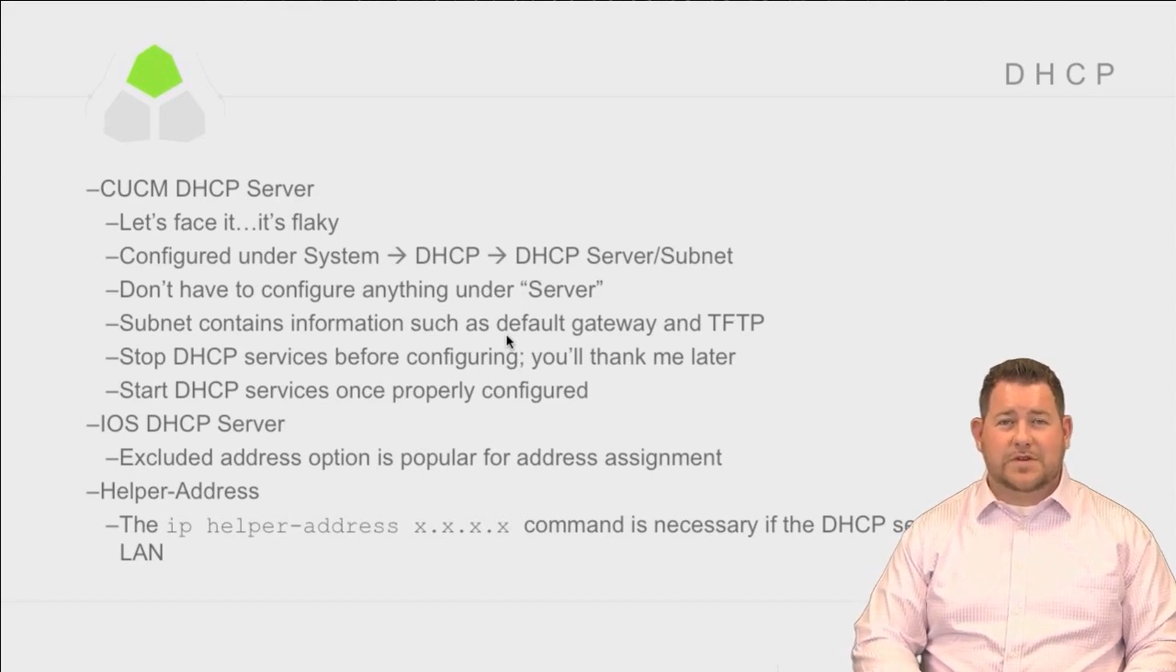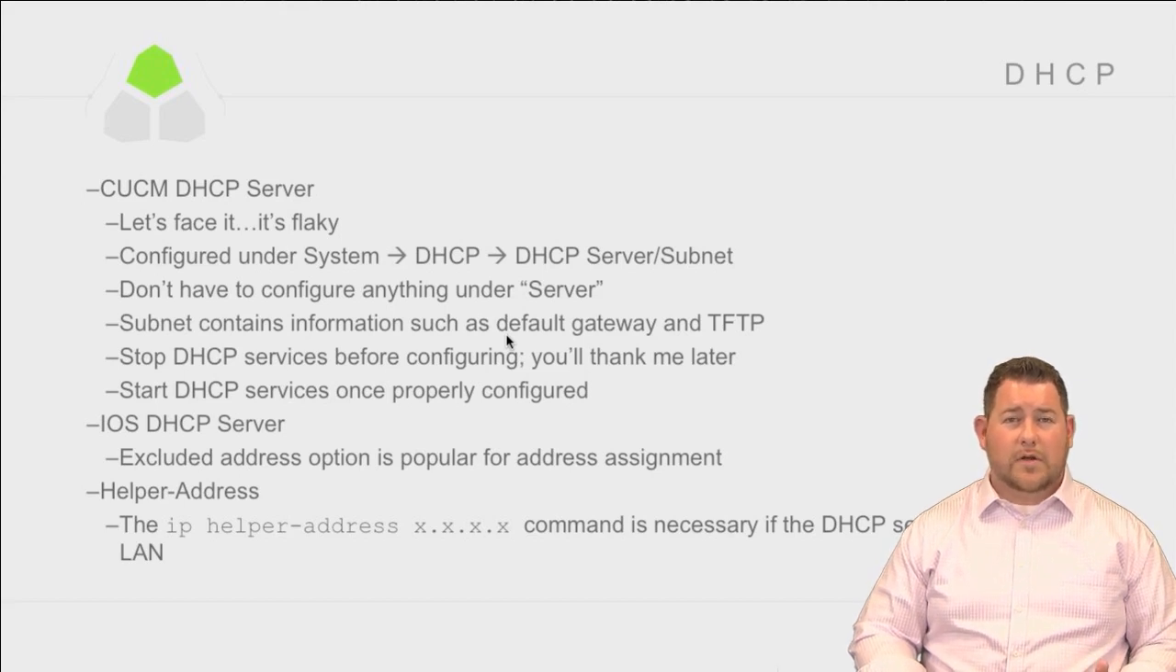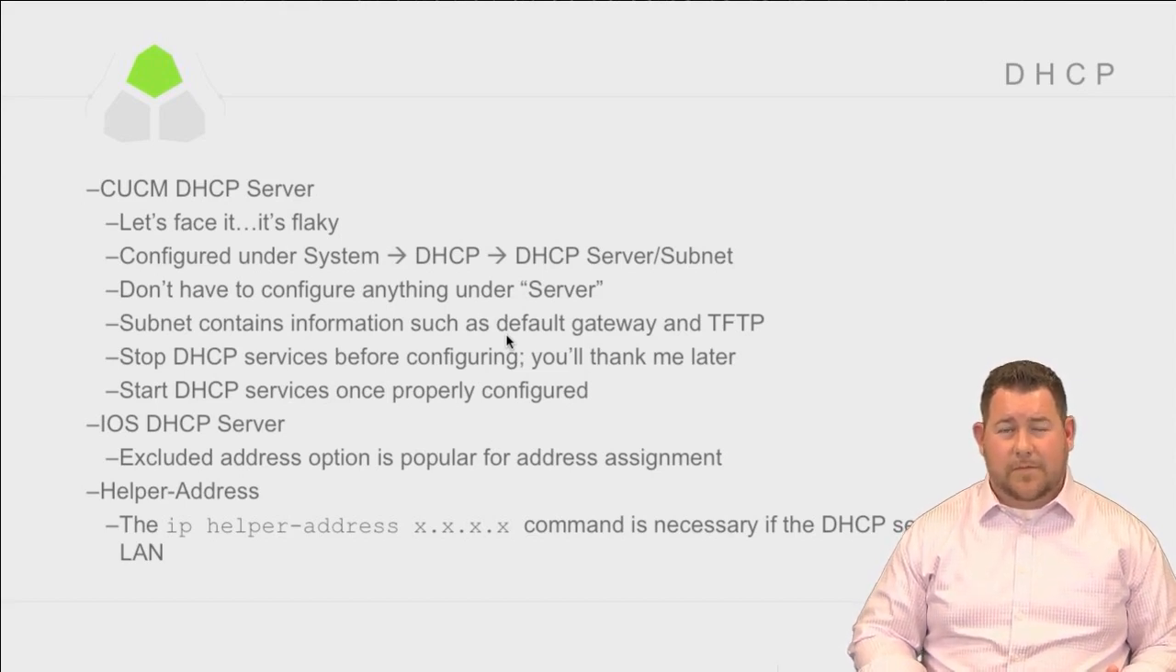Obviously these are the two most important things for phones. You have to have a default gateway for any device that's going to be connected, or else they're not going to know how to even get out of their own local area network. So that has to be in the DHCP scope somewhere. Also, you have to have a TFTP server for your phones to know where to get the configuration file from.